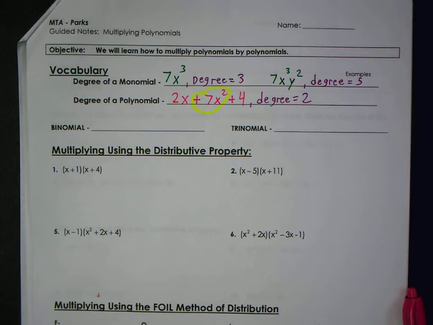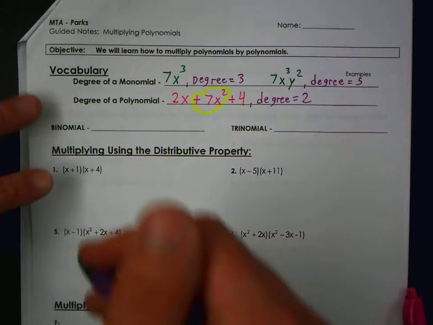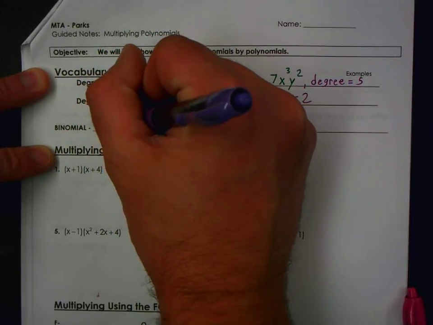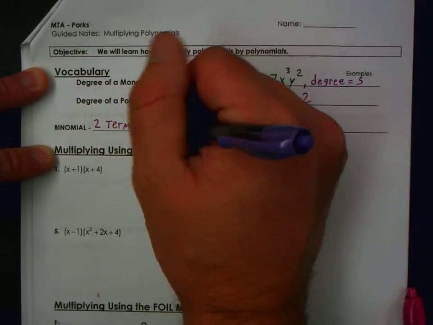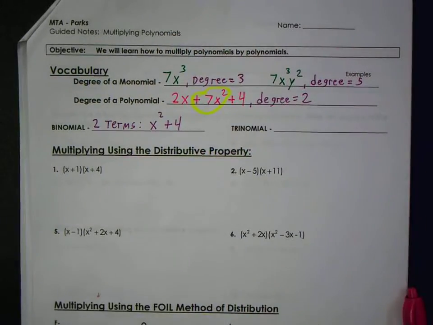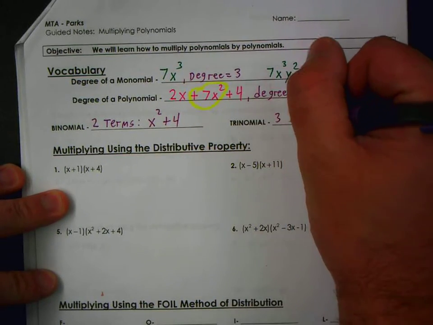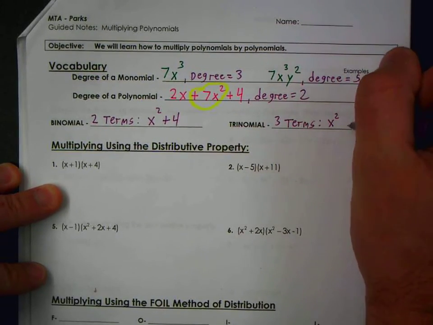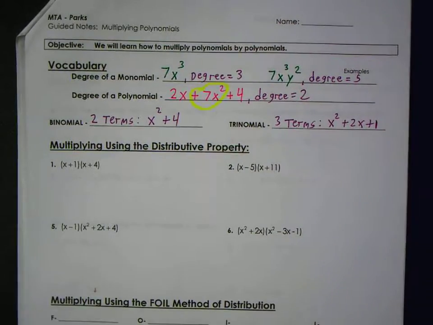Other words you may remember is a binomial. This means two terms, such as x squared plus 4. That's a binomial, two terms. Another word you should remember is trinomial. That means three terms, as x squared plus 2x plus 1. There's many trinomials. I'm just writing the first one that comes to my mind.